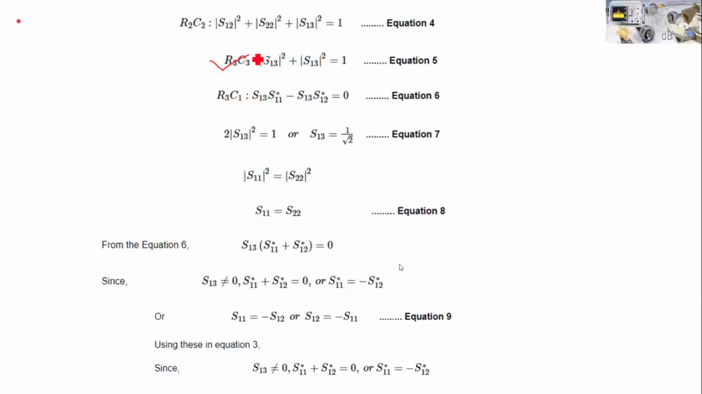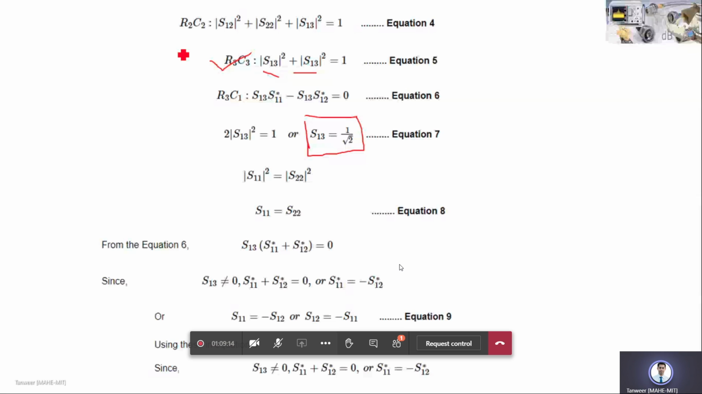So R3C3, if we are taking, what will we get? This S13 and S13 both are the same. So again what will you get? S13 is equal to 1 by root 2. So now you see again we will equate those two equations, equation 3 and equation 4. So you will get what? S11 mod square is equal to S22 square, which is nothing but S11 is equal to S22.